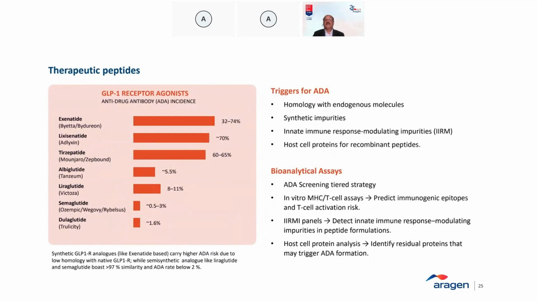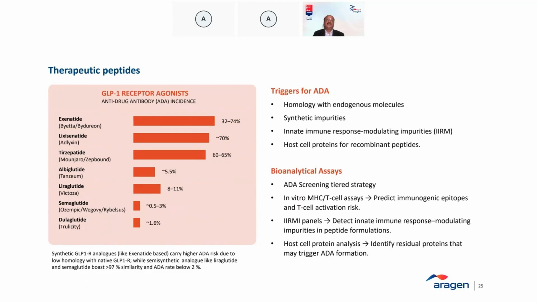Peptides have recently become a hot favorite because now we have oral peptides, and they have shown very good efficacy and relatively less immunogenicity risk. However, it depends on the homology of the peptide. Here is an example for GLP-1 receptor agonists.